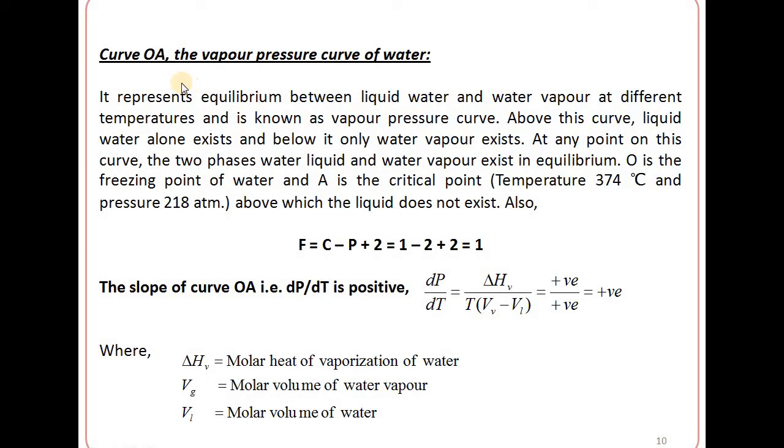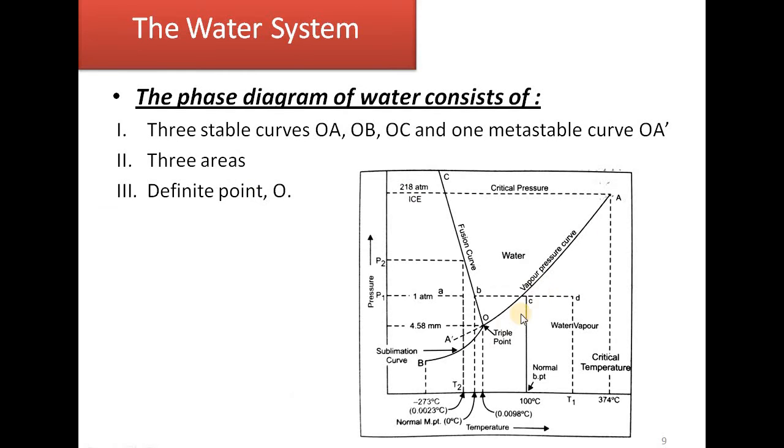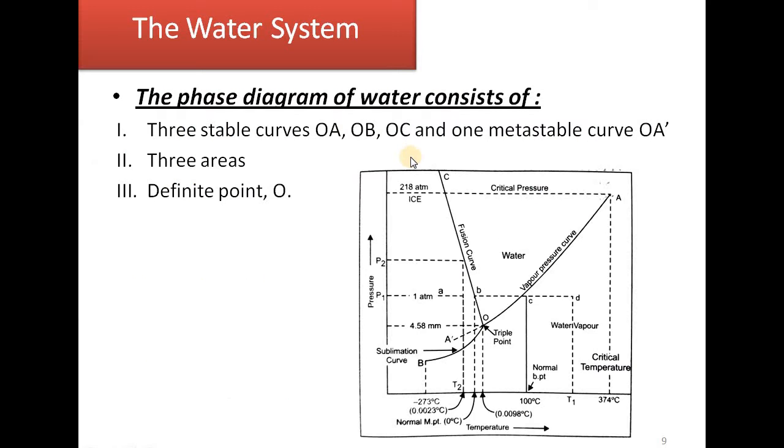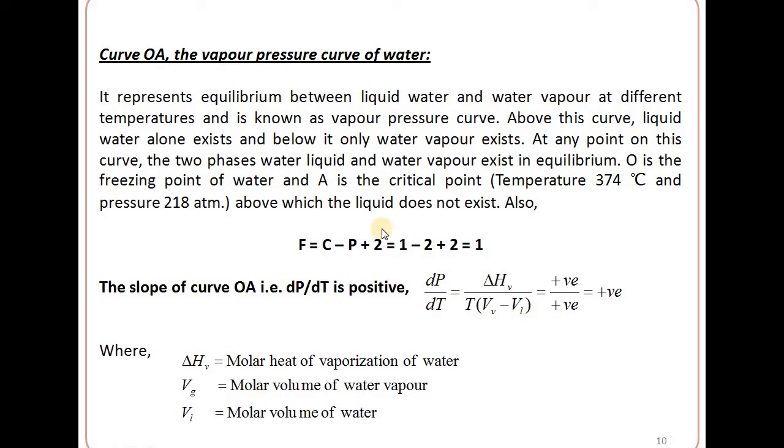Now curve OA, the vapor pressure curve of water. It represents the equilibrium between liquid water and water vapor at different temperatures and is known as the vapor pressure curve. Above this curve, liquid water alone exists, and below it only water vapor exists. At any point on this curve, the two phases, liquid water and water vapor, exist in equilibrium.